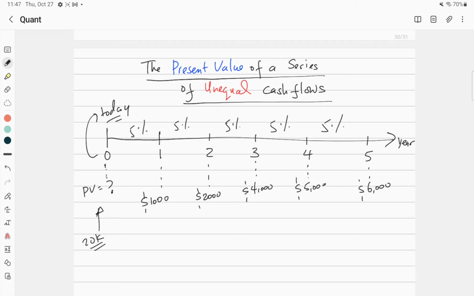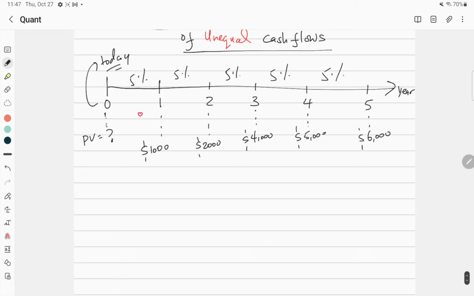So what we're going to do is break this timeline down. Let me redraw this part. 0, 1, present value, how much at time equals 1. This annuity is going to pay you $1,000, at a 5% interest rate. Forget the annuity payments that will be happening after the second year, and just think about the first year.